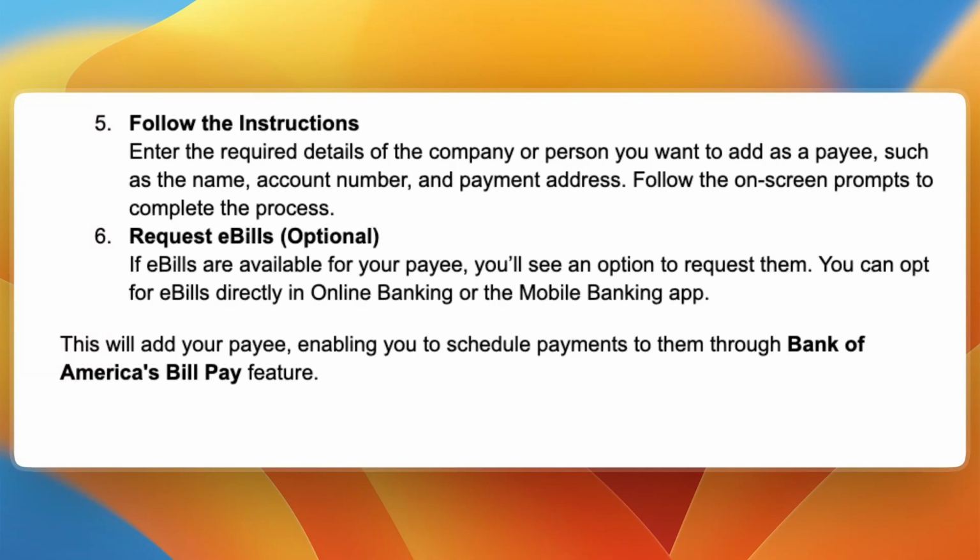Then, optionally, you can request e-bills. So if e-bills are available for your payee, you will see an option to request them. You can opt for e-bills directly in online banking or the mobile banking app. This will add your payee, enabling you to schedule payments to them through Bank of America's Bill Pay feature.